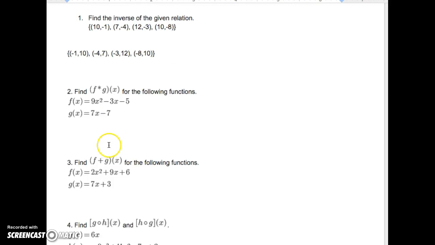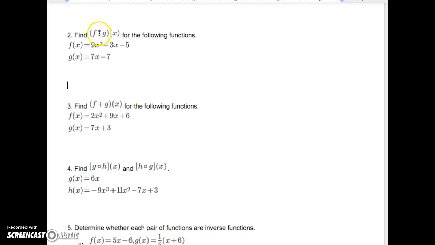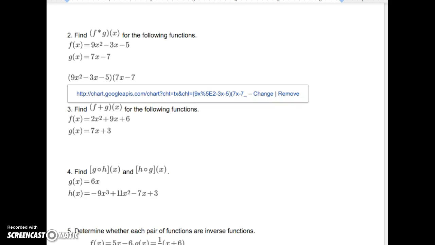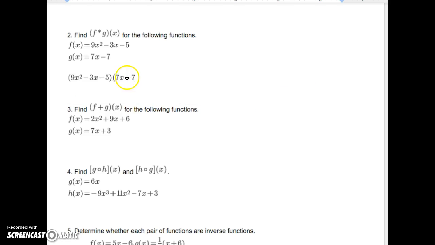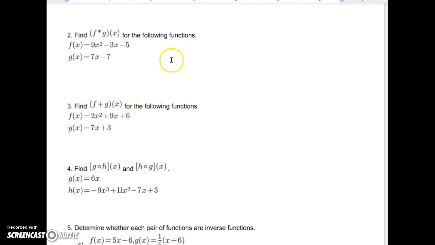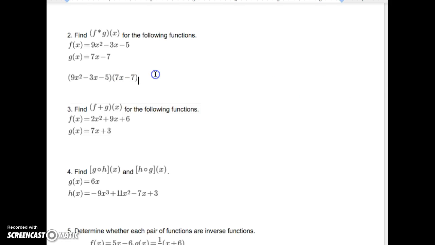Okay, for question 2, we are asked to find f times g of x for the two functions, which means we're multiplying the two functions. I'm going to put up a code for writing out the multiplication of the two. It'll take me a second to type this in. Okay, so that's what it's going to look like.